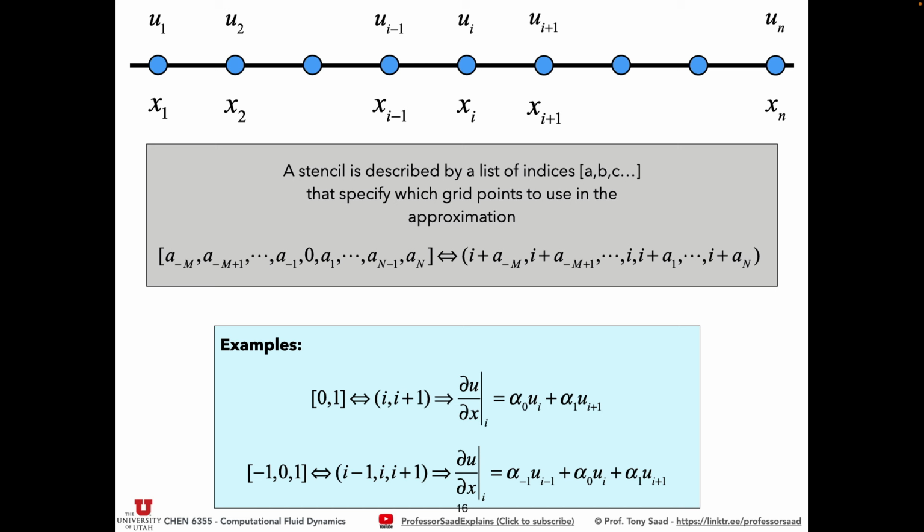I could say I want to use a stencil that is more balanced between left and right and the middle. So a stencil that looks like -1, 0, 1 is equivalent to using i minus 1, i, and i plus 1, right? So you can see the pattern here. You're taking i and adding these numbers to it. And then the answer truly would be du by dx, the derivative at point i, is some coefficient times ui minus 1 plus some coefficient times ui plus some coefficient times ui plus 1.